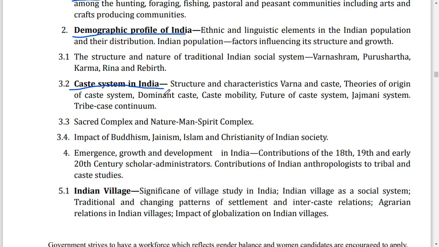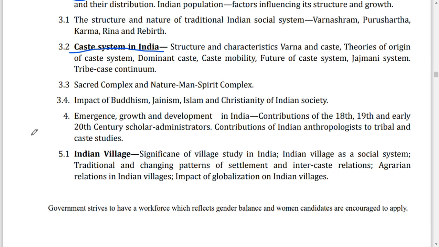Caste system in India: structure and characteristics, Varna, caste, theories of origin of caste system, dominant caste, caste mobility, future of caste system, Jajmani system, tribe-caste continuum, sacred complex and nature-man-spirit complex, impact of Buddhism, Jainism, Islam and Christianity on Indian society. Emergence, growth and development of anthropology in India, contribution of 18th, 19th and early 20th century scholar-administrators, contribution of Indian anthropologists to tribal and caste studies.